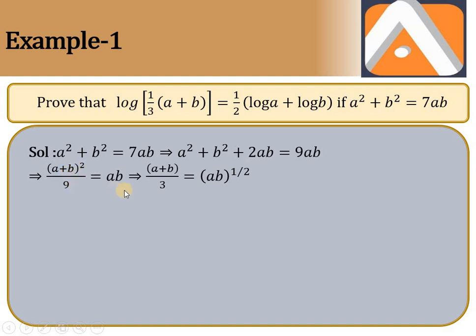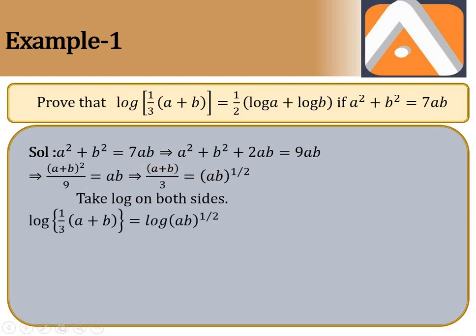So I am taking square root on both the sides. If I take square root on both the sides, what are we going to get? Here it will be a plus b, square root of 9 will be 3, is equal to square root of ab, that is ab raised to 1 upon 2. Now apply logarithm on both the sides. So taking log on both the sides, the left side we got log of (a plus b) upon 3 is equal to logarithm of (ab) whole raised to 1 upon 2.